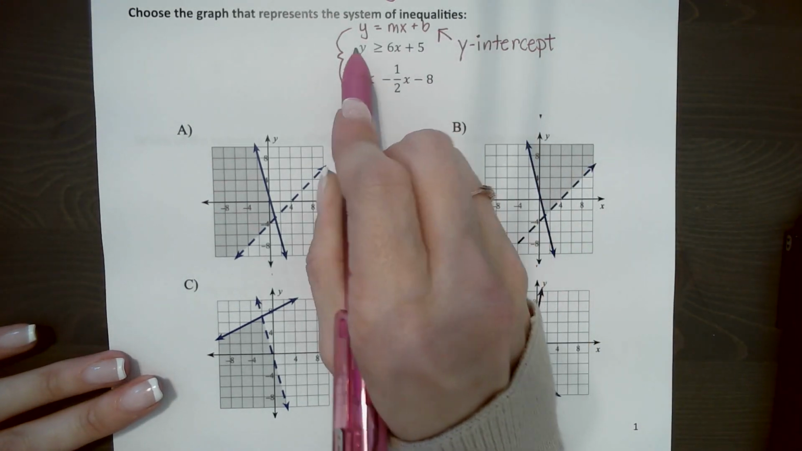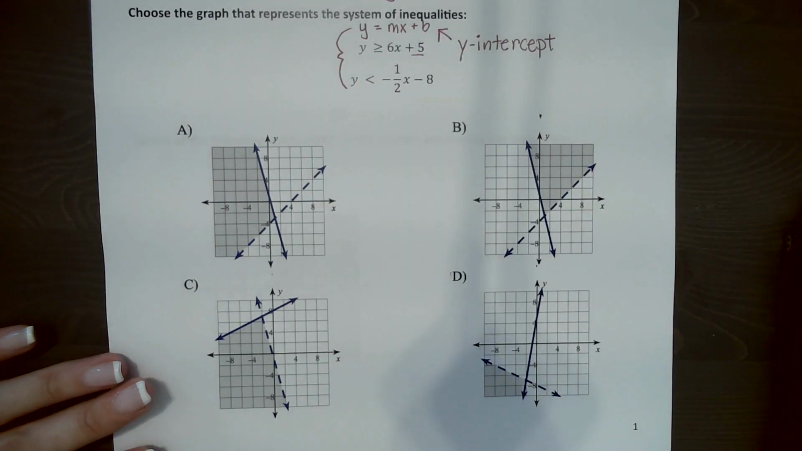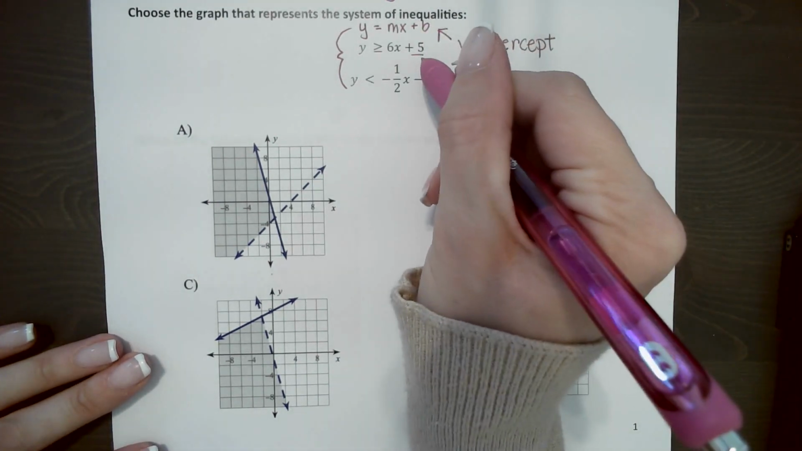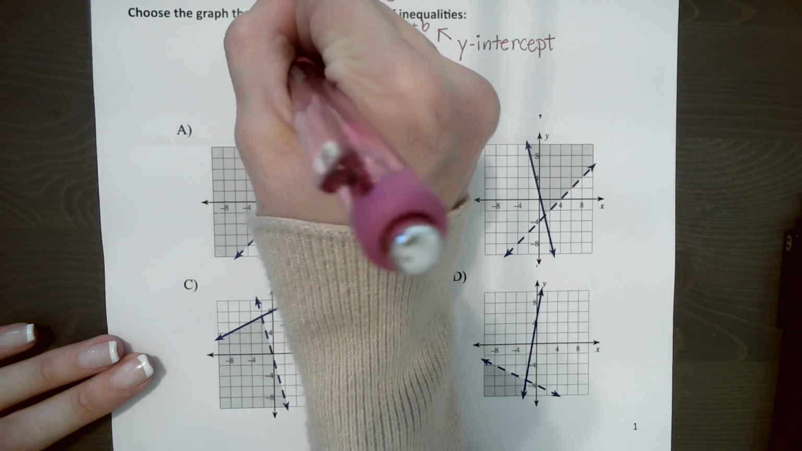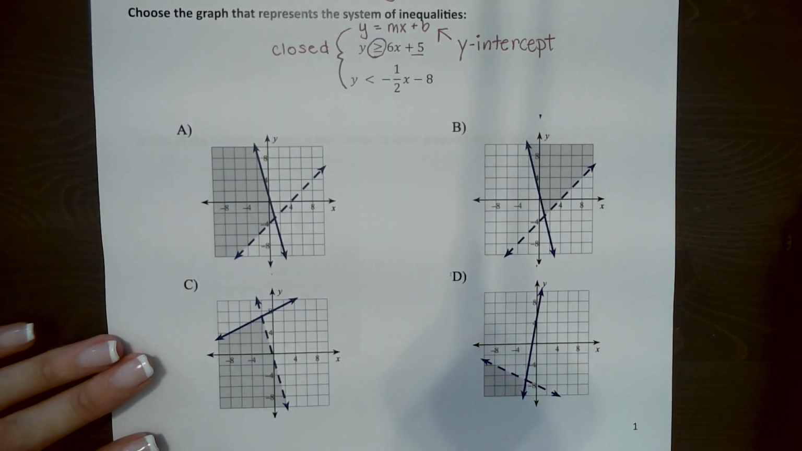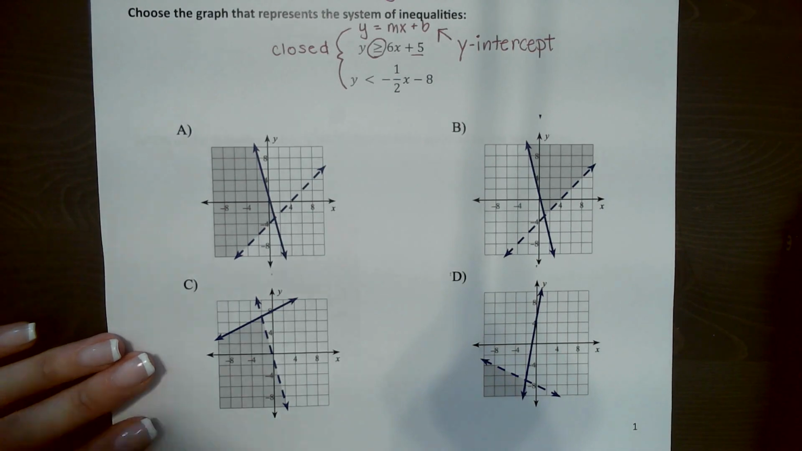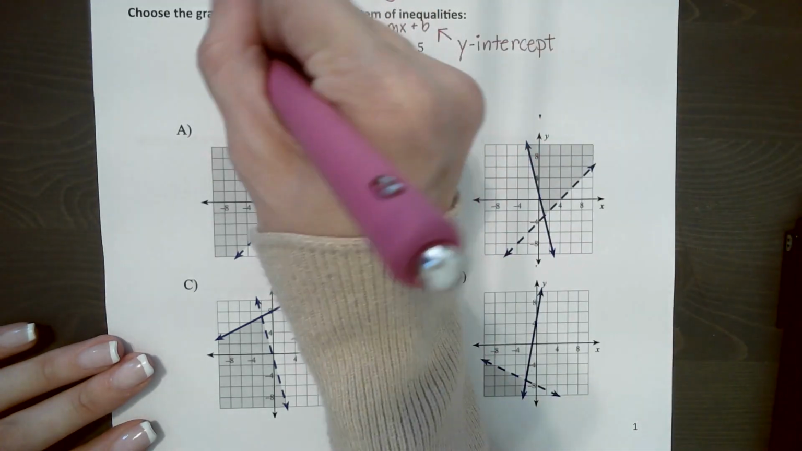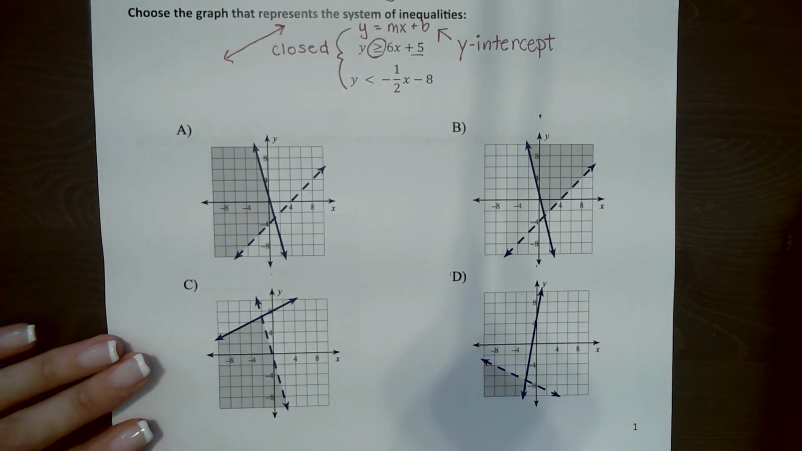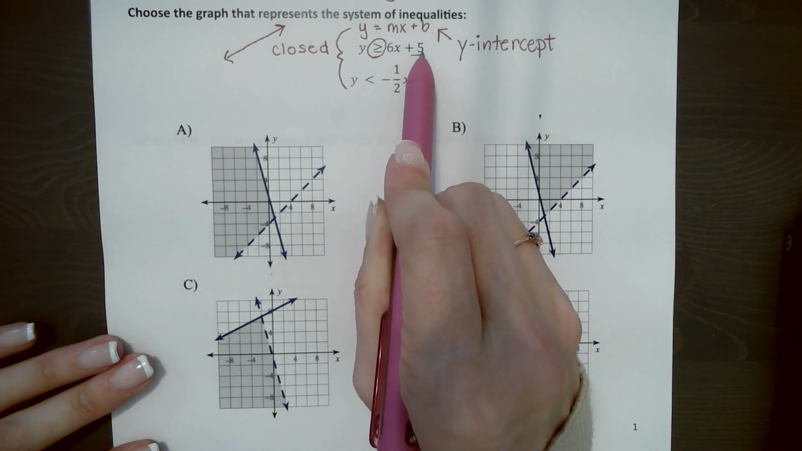So if my first inequality is y is greater than or equal to 6x plus 5, the y-intercept is going to be 5. So I also want to notice what kind of graph it is. It is greater than or equal to, so that's going to be a closed line, a solid line. So we want a solid line that is passing through positive 5. And then we look at our slope, and our slope is a positive slope. So that means our line should be going up towards the right. So we're looking for a graph that has a solid line with a positive slope intersecting at 5 on the y-intercept.